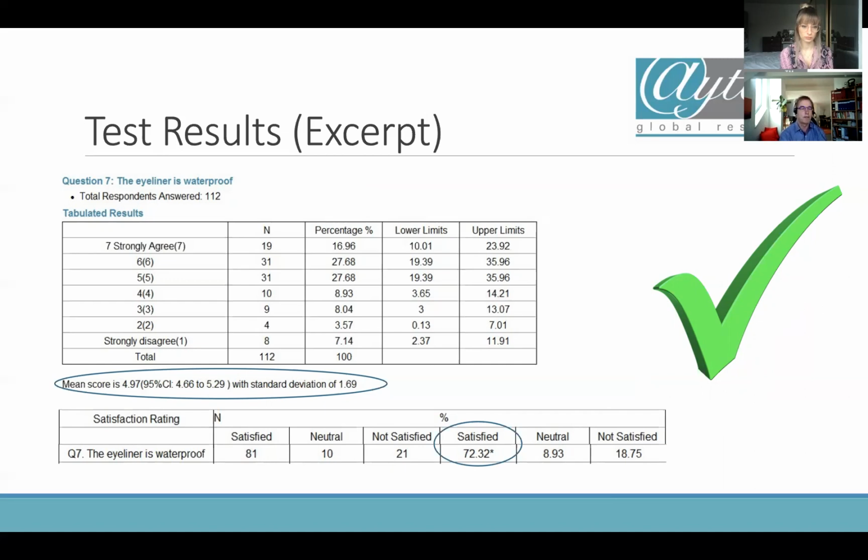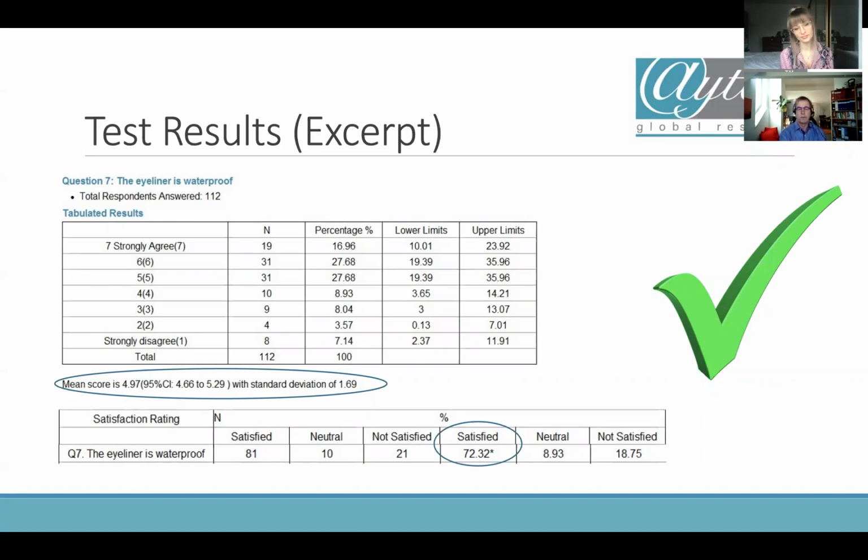Overall, which is evaluated, you have a mean score of 4.97 on a 7-point scale, which is pretty good. And you see behind that, which many people do not read, a kind of 95% CI, 4.66 to 5.29, which means is the confidence, 95% confidence interval, and a standard deviation of 1.69. And I'll come back to these figures in a minute.